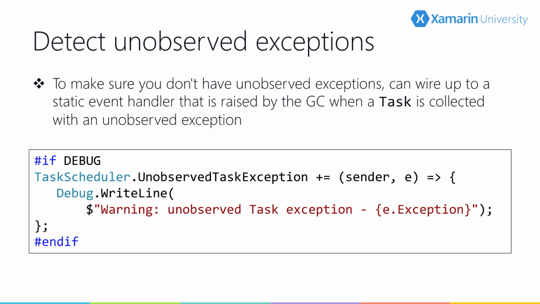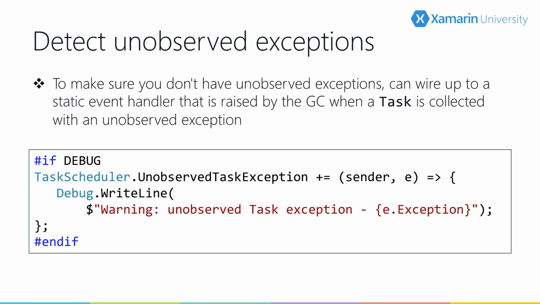You can even program defensively for this. If you're using the default task scheduler, then you'll get a chance to get your hands on these unobserved exceptions that occurred in tasks. You can wire up a handler like shown here, subscribe to the unobserved task exception event, and then you can, well, put something in your debug console or write something into a log file. And again, you may wonder, what if I don't care? Task ends, all is good. But you should care about bugs in your application.